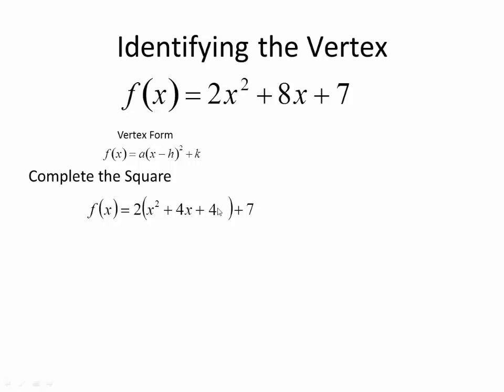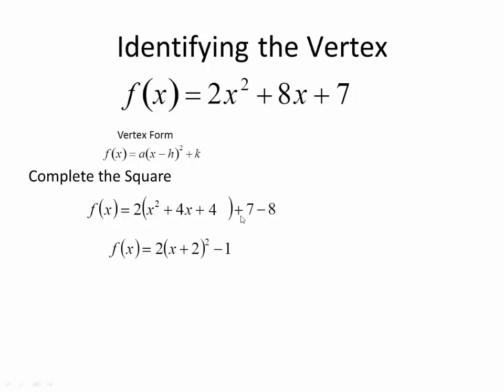We actually added 4 here, but since it's in the parentheses with a 2, we actually add an 8. So we have to take away an 8. Take away an 8 from the 7, okay? That's why I didn't bother with factoring out a 2 here. We would have got a fraction, and I don't want to do that.